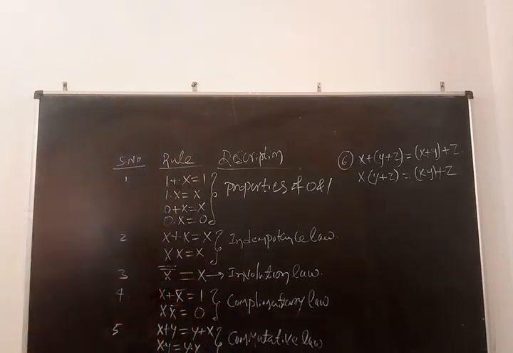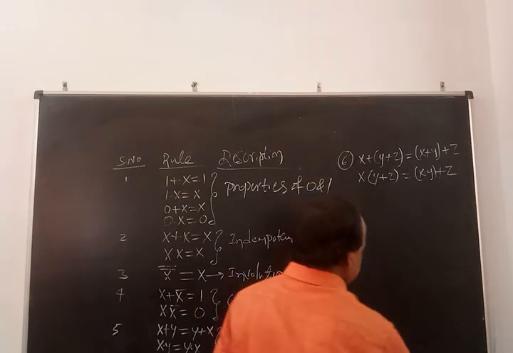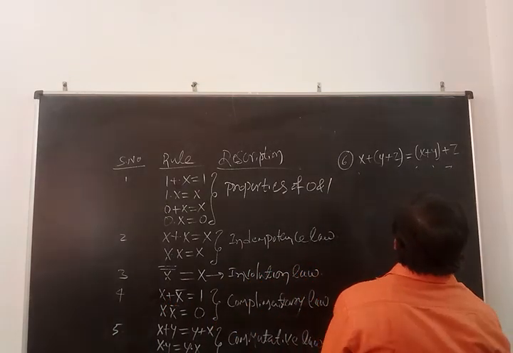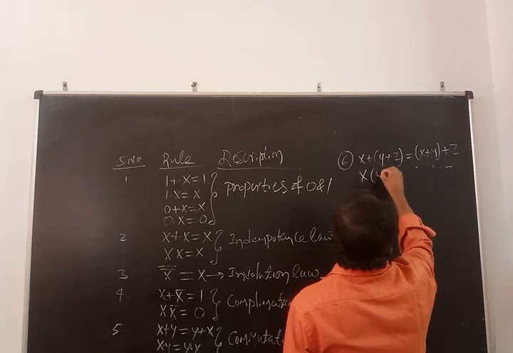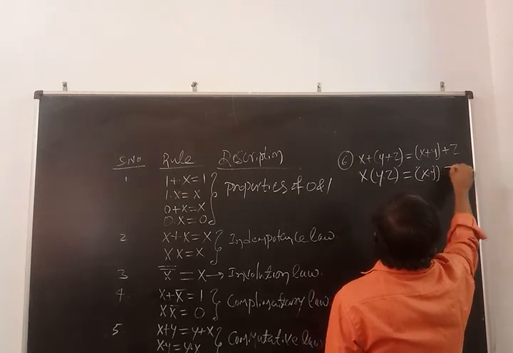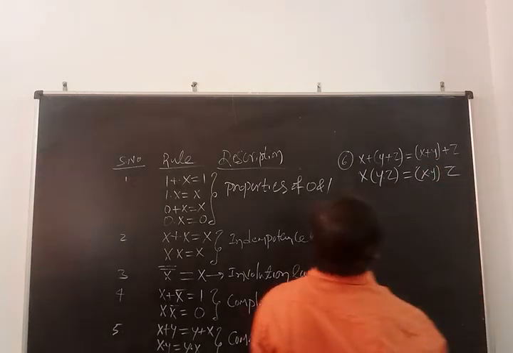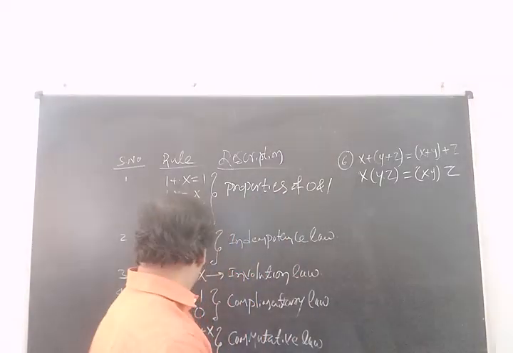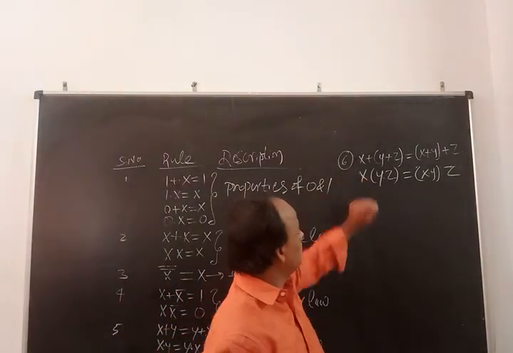That is associative law. First one, x plus bracket of y plus z can be written as bracket of x plus y plus z. And next one, x into bracket of y into z can be written as bracket of x into y into z. So these are what? Associative law.